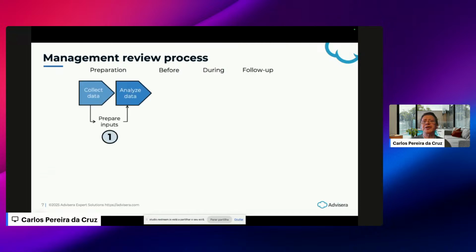Let's see the preparation. At planned intervals, the organization must consider several inputs of information and data to evaluate the performance and effectiveness of the EMS. Planned intervals mean that the time between the management reviews should be determined in advance. It can be annual, quarterly, or monthly reviews. That way, top management can make relevant performance comparisons.